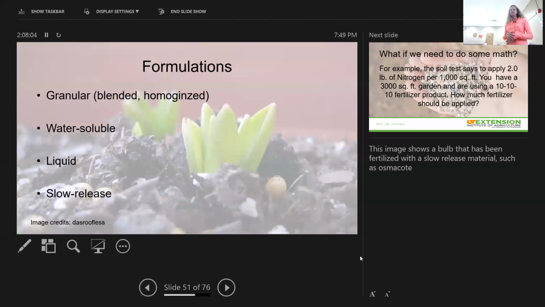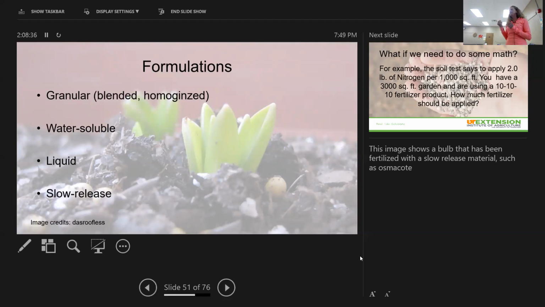Some of your formulations, this would be how you apply your fertilizers. They can be granular, and it's probably a blend, you know, having your nitrogen, phosphorus, potassium, and other nutrients in it. You can have your water soluble, like your Peters or Miracle-Gro. You just mix them with water and put them on. And then the slow release is usually pelleted, and that is how it's slowly released.